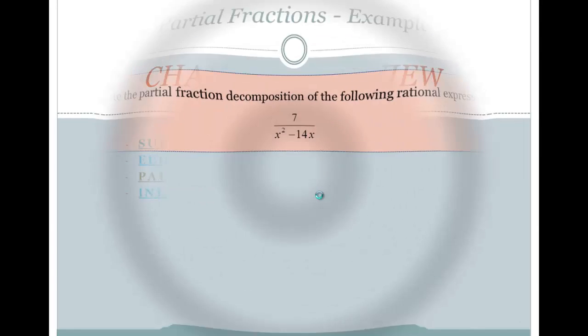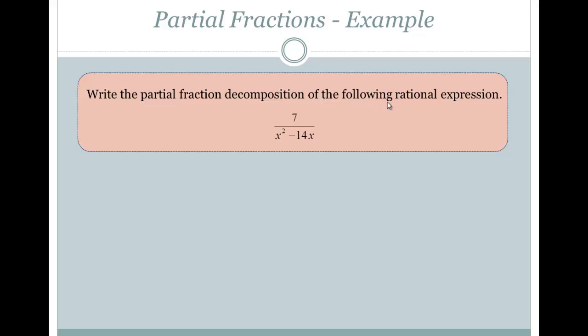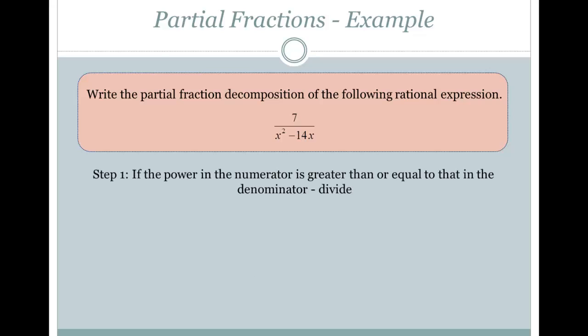So if I want to write a partial fraction decomposition of this expression, we need to follow some basic steps and guidelines. Step one is always the same. If the power in the numerator is greater than or equal to the power in the denominator, we want to divide. So if there was a 7x squared or 7x cubed term up here, my first step would be to divide. In this example, we don't need to do that because the power in the numerator, where we don't even have an x term, is smaller. So we're going to proceed right to step two.